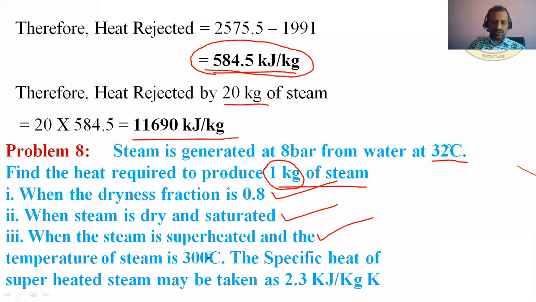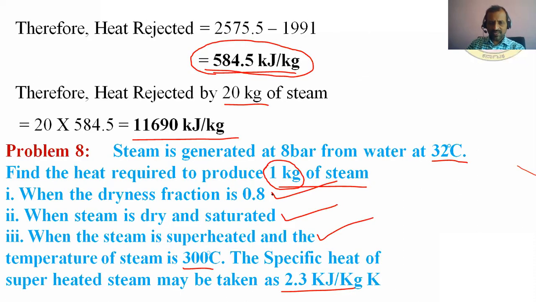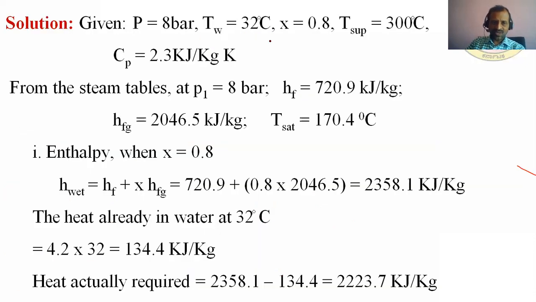You need some temperature, he has to give. This is the temperature, superheated temperature. Then he has to supply the specific heat of superheated steam, that is 2.3. It is given. Then write the given. So whatever he has given, I have written the same given. Given P is 8 bar. Then what else he has given? That is superheated temperature is 300 degrees Celsius. Then next what he has given is the dryness fraction is 0.8. The initial temperature is 32 degrees Celsius. These are the initial values I have written here.